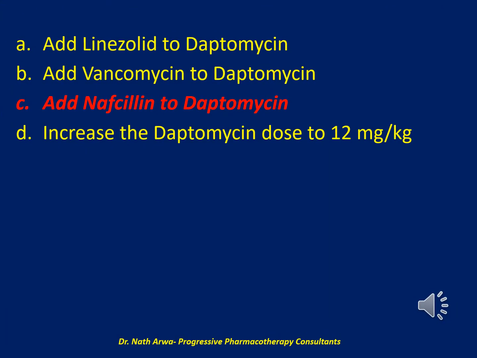And the correct answer is C. Add nafcillin to daptomycin. This patient has refractory bacteremia that should have responded to high-dose daptomycin alone, and 10 mg per kilogram is the guideline-based recommendation. There is no evidence for additional benefit with increasing the daptomycin dose in this situation because there appears to be some tolerance to daptomycin, therefore answer D is incorrect.